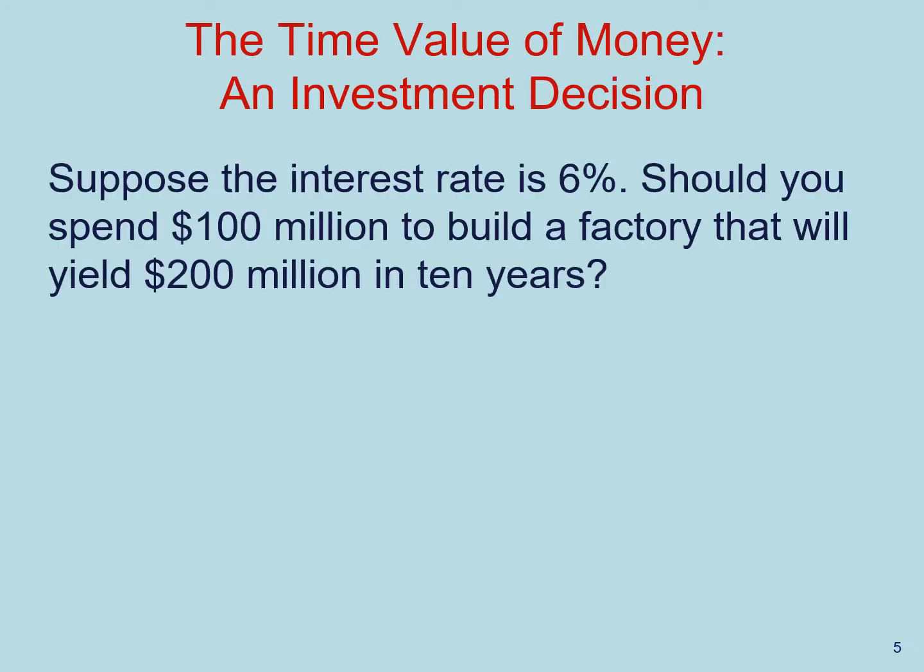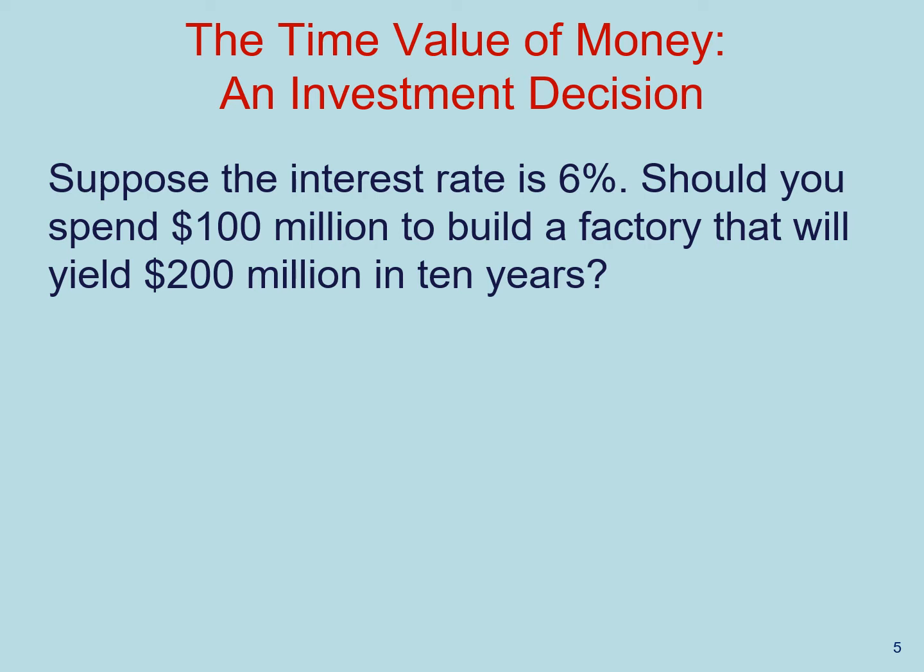Let's think about that second concept and how to use it. So suppose the interest rate is 6%. Should you spend 100 million to build a factory that will yield 200 million 10 years from today? So from this perspective, you need to think about how to compare a sum of money today, the 100 million, to a future sum, 200 million in 10 years.